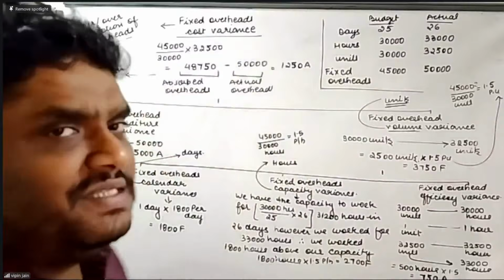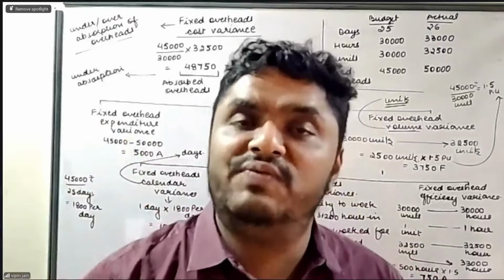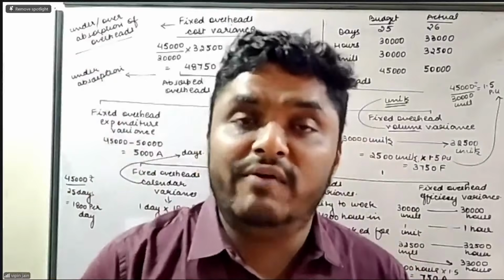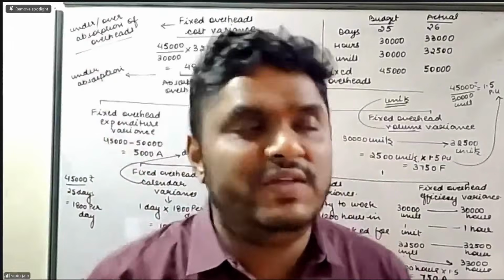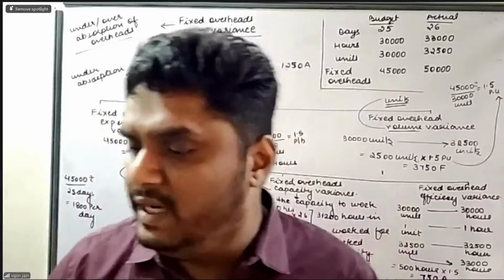The next is efficiency. We worked extra days, we worked extra hours, we manufactured extra units. But the question is whether we worked efficiently or inefficiently. So 500 hours was my inefficiency, and that's why this variance will be adverse.